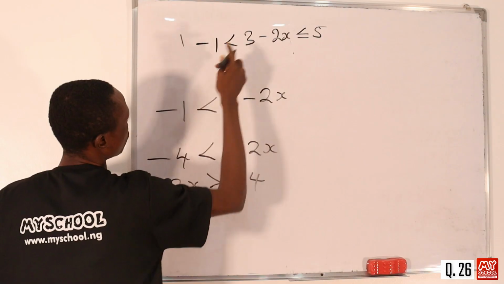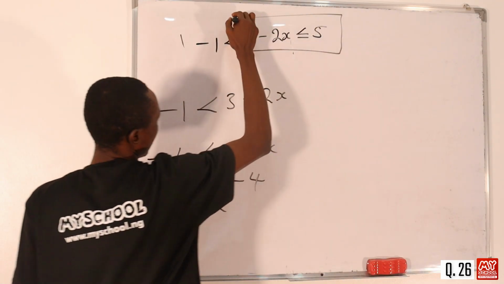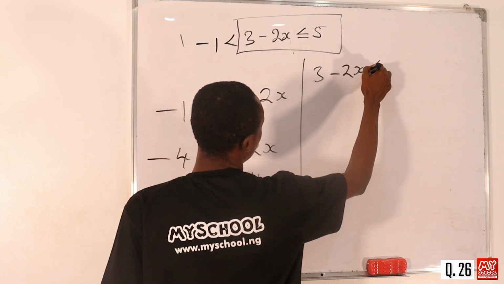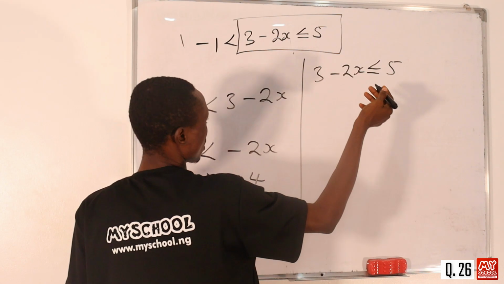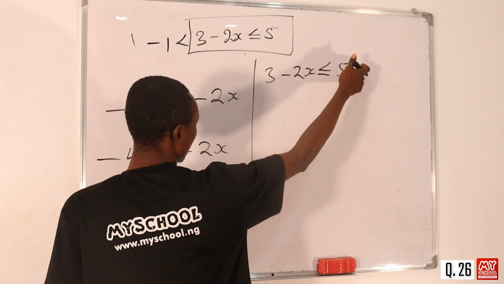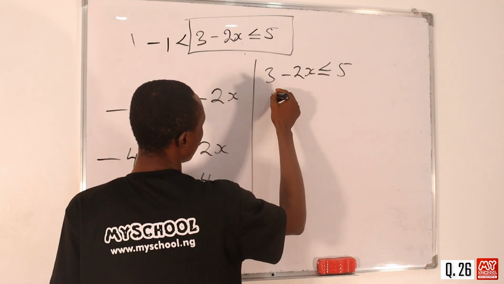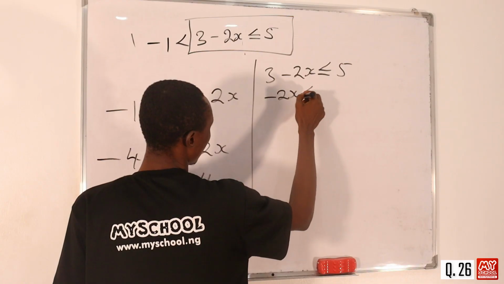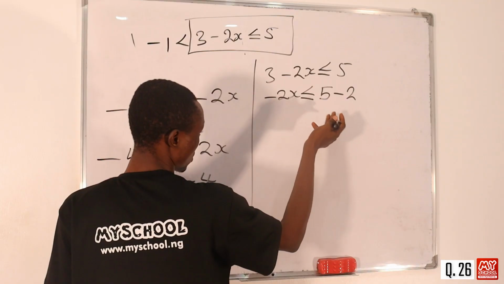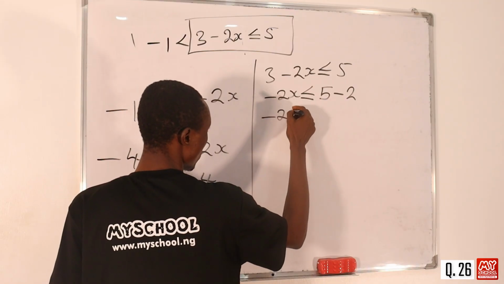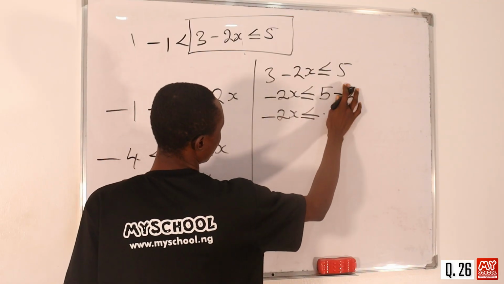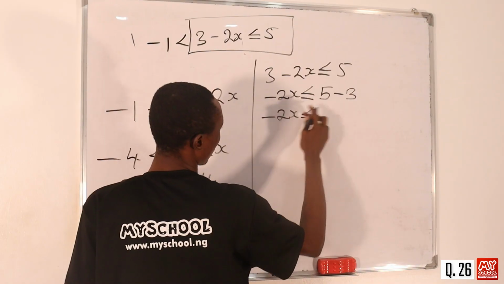The second part will be from here to this side, which is 3 minus 2s is less than or equal to 5. Here we just calculate for the value of s too. So we move 3 to this side of the equation, so that we'll be having minus 2s is less than or equal to 5 minus 3. So we divide both sides. Of course, this will be minus 2s is less than or equal to 2.